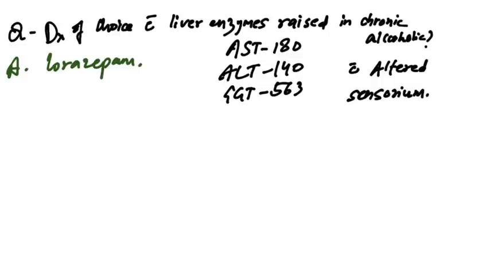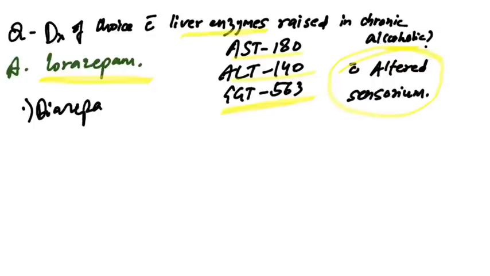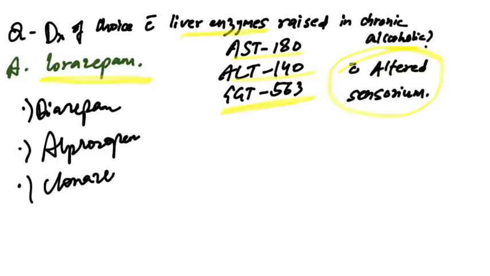Now, the drug of choice in a chronic alcoholic patient with raised liver enzymes: AST is 180, ALT is 140, GGT is 563. It is so much raised, with altered sensorium. So what will be the drug of choice? The drug of choice will be lorazepam and not diazepam. Other options were diazepam, alprazolam, and clonazepam. But the answer is lorazepam.